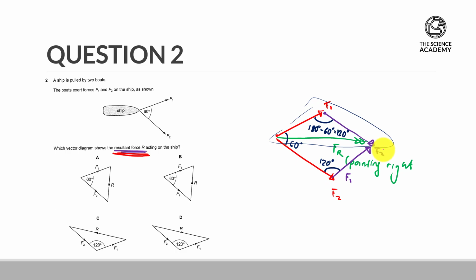So if we examine our options, the only one that gives us a resultant force pointing towards the right, and with all the heads and tails of both F1 and F2 correctly lined up, is going to be option D. You can see F2 points downwards this way, comparing over here, and F1 points upwards this way here, with an angle of 120 degrees between them.